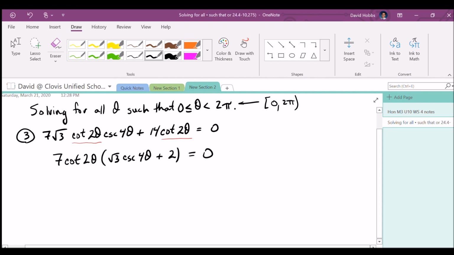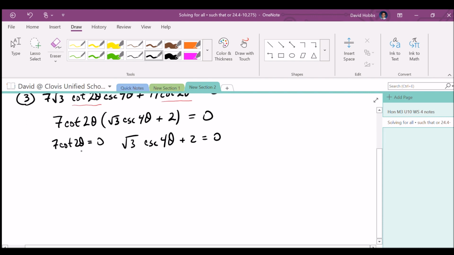Okay, something times something equals 0. We set each one equal to 0. 7 times cotangent 2 theta equals 0. Now, by the way, since we have these coefficients of the angles, make sure that it looks like a coefficient of an angle and not an exponent. Be careful about that sort of thing. We also have root 3 cosecant 4 theta plus 2 equals 0. So the first equation I can divide by 7, so cotangent 2 theta equals 0.